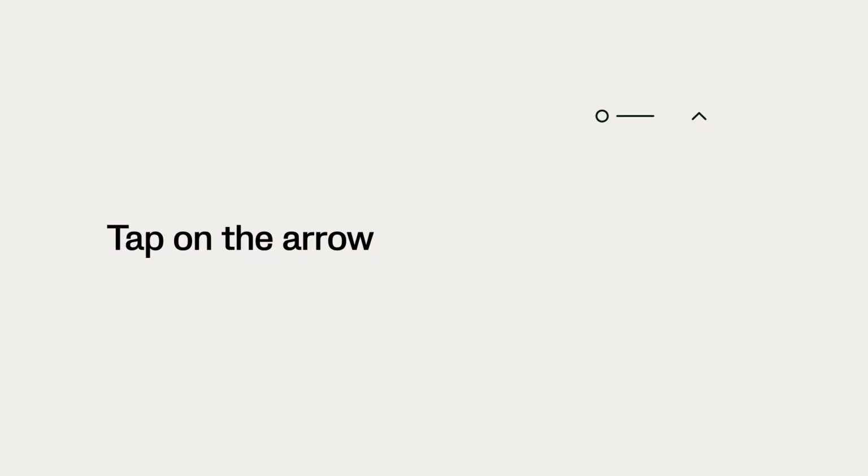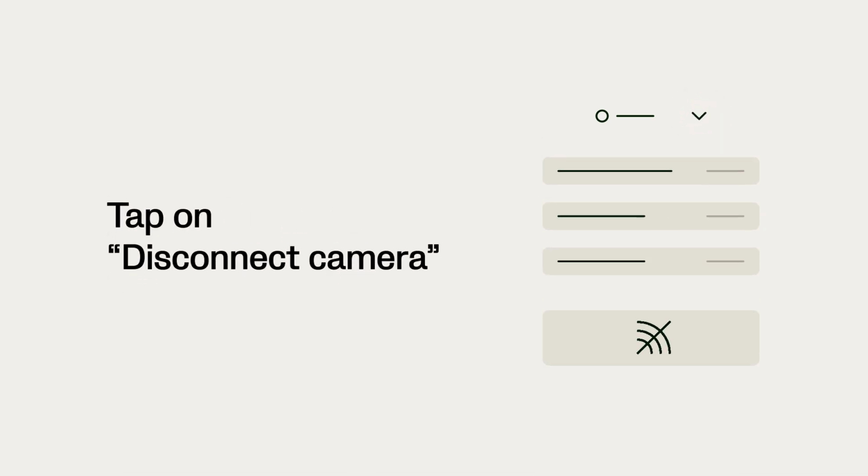If you want to disconnect your camera again, simply tap on the arrow below the name of your Veo cam again, and then on Disconnect Camera.